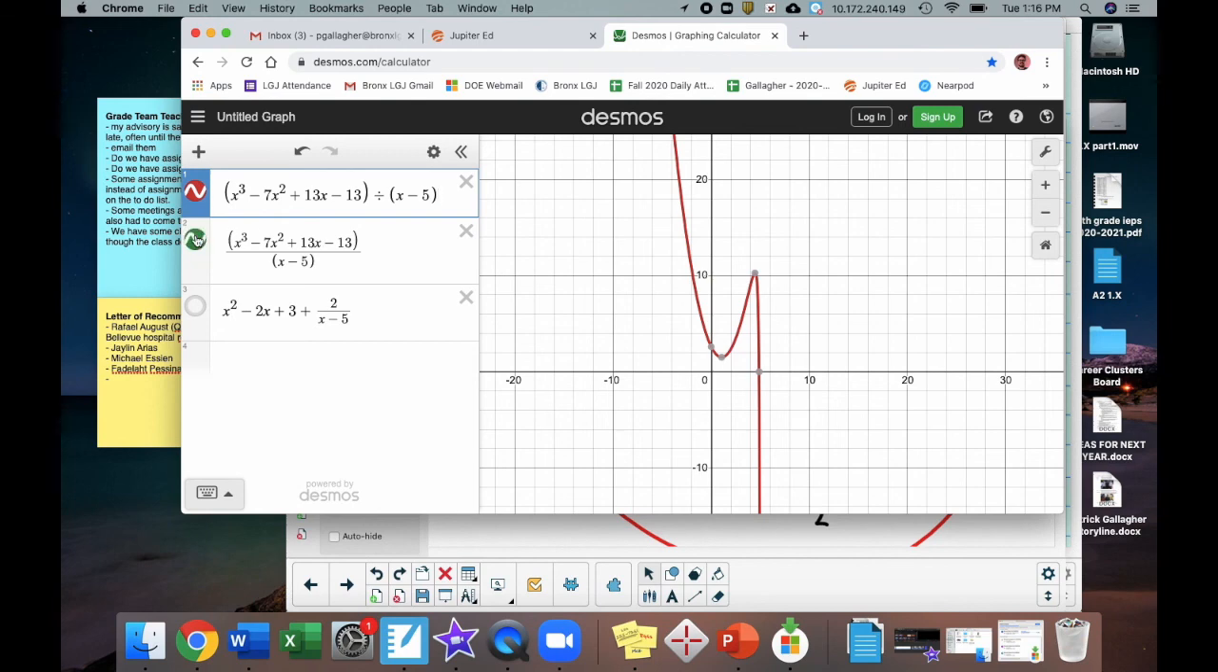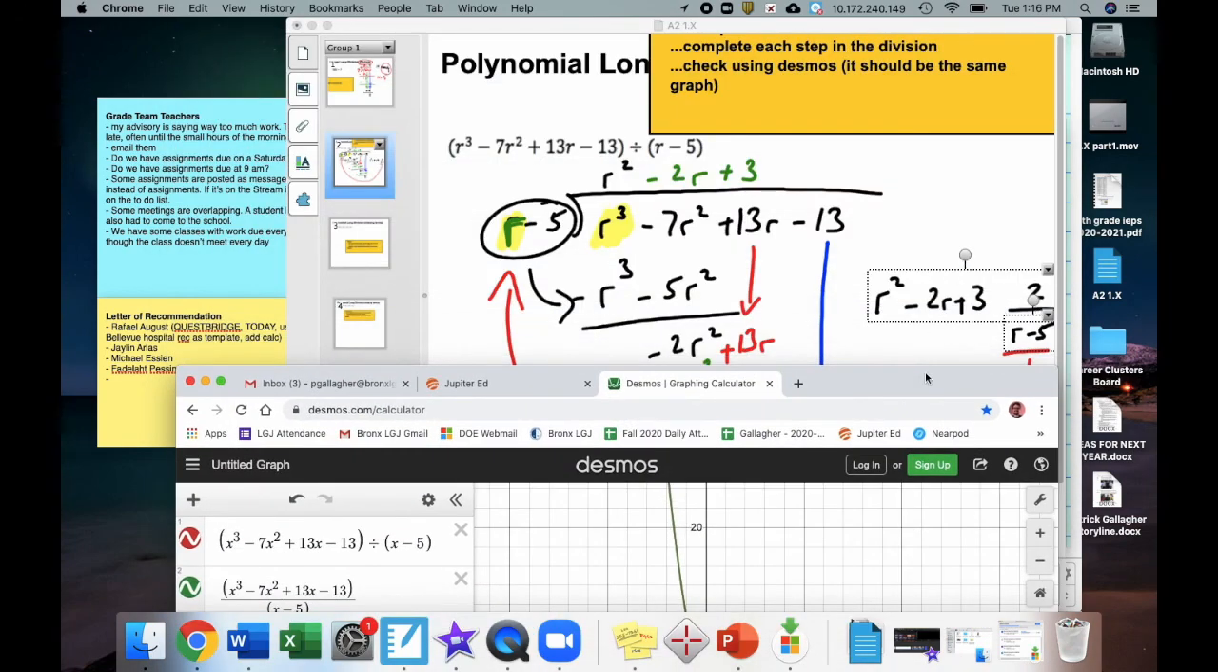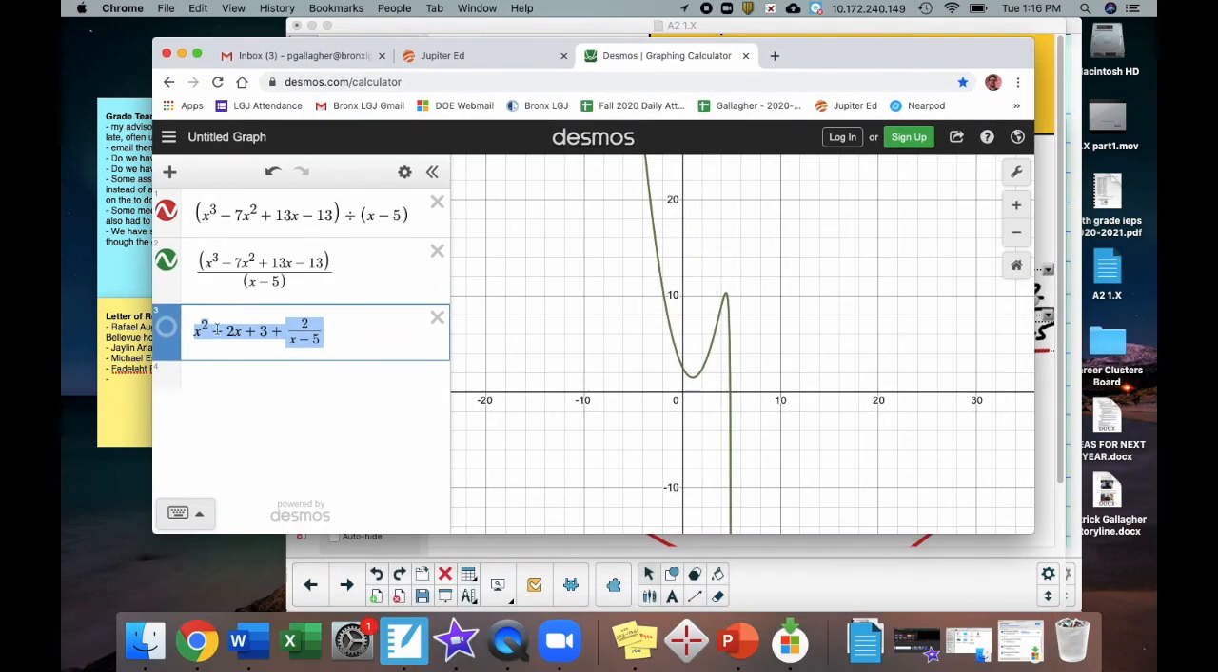The parentheses as a grouping symbol are incredibly important. Either way, if we type in this, which is our answer, we had it right here, we should have the exact same graph. All of this should be overlapped in the next color, blue. And it is. So we know we're right now. And you can check all of your answers like this.